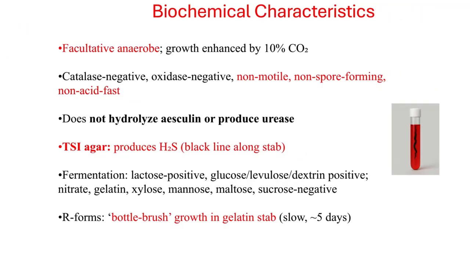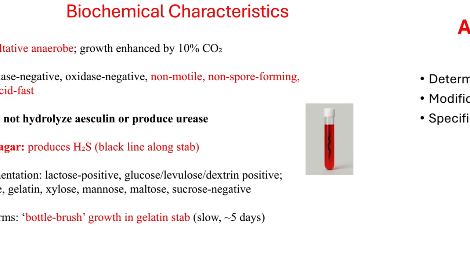Erysipelothrix is a facultative anaerobe with growth enhanced by carbon dioxide. It is catalase and oxidase negative, non-motile, non-spore-forming, and non-acid fast. It does not hydrolyze esculin or produce urease. On TSI agar, it produces hydrogen sulfide along the stab line. Fermentation is variable. Lactose, glucose, levulose, and dextrin are usually positive. R-form colonies show a distinctive bottle brush growth in gelatin, though this is slow. Automated systems like API Coryne and Vitek can be used for identification.